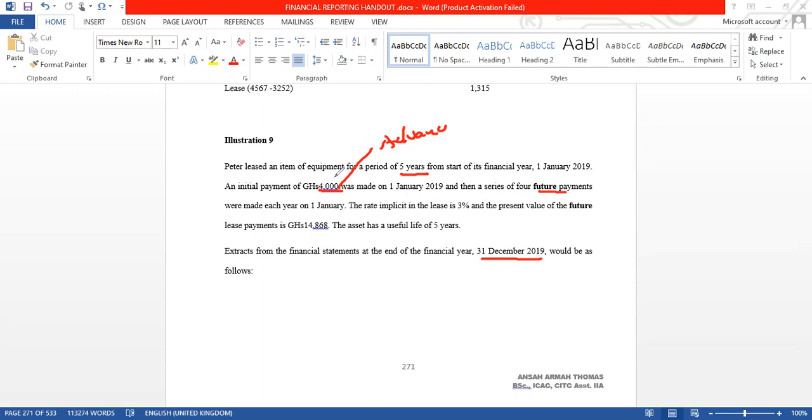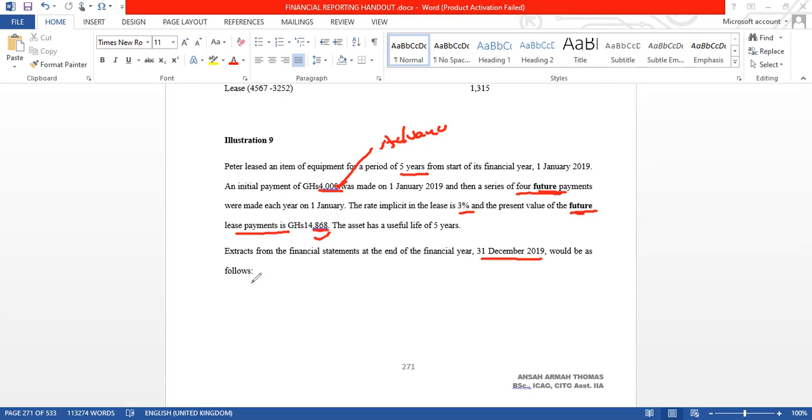You go through and say that the implicit rate is 3% and the present value of the future lease payments is 14,860. Now remember, this is the 4 future payments. So the future payment that you see here is just for the 4 years, because this one is done in the first year and it is in advance. You need not PV it. Remember your initial measurement. All right, so that's that.